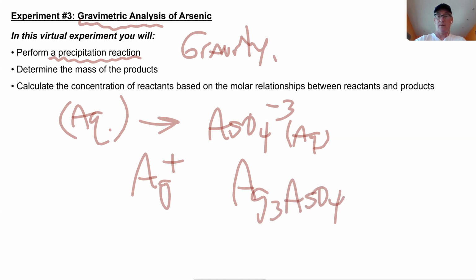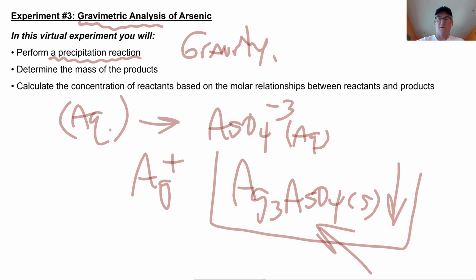Ag3AsO4 is not a soluble solid in water, and so it forms a solid and precipitates out. And then we measure the mass of this, right? So how do we figure out how much arsenic was present by measuring the mass of silver arsenate? There's an awful lot going on there.